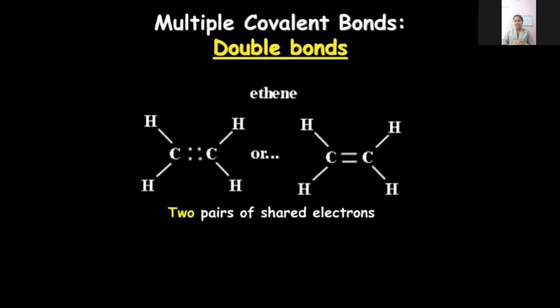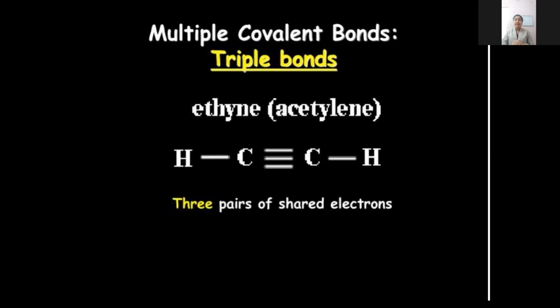Next slide. Here you can see how multiple covalent bonds are formed. In order to form a double bond, 2 pairs of electrons must be shared. And next slide, we can see that in order to form a triple bond, for example in ethylene or acetylene, there is a sharing of 3 pairs of electrons.